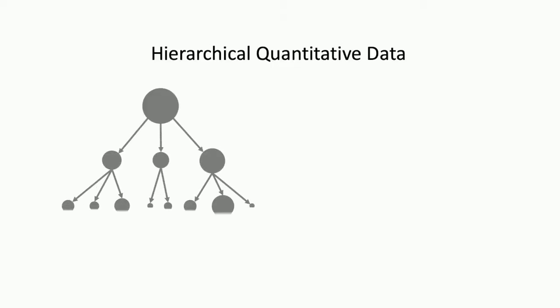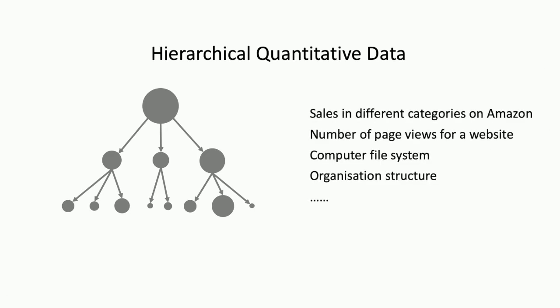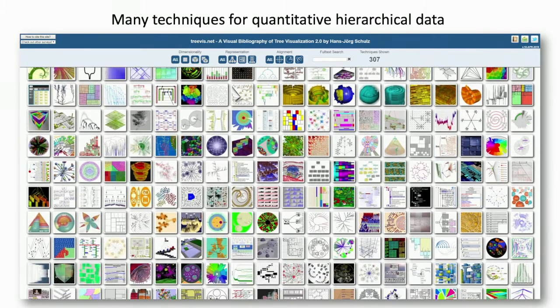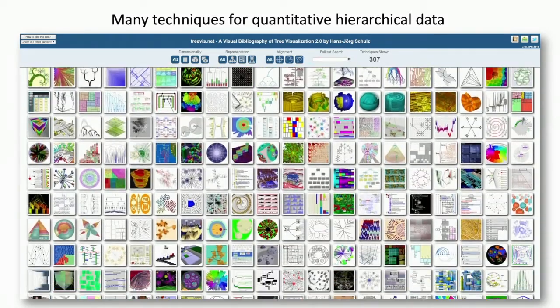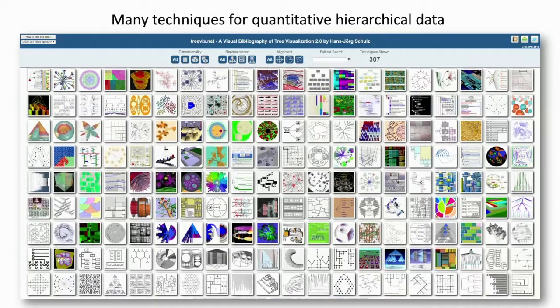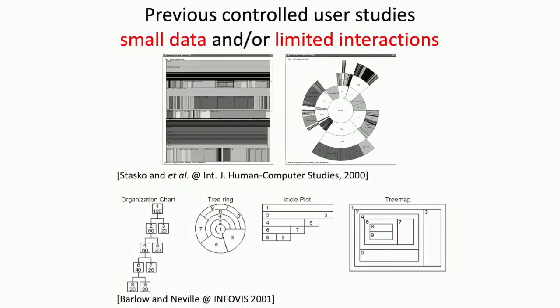So we are looking at hierarchical data. There are many such data around the world. For example, sales in different categories on Amazon, number of page views for a website, or computer file system organization structures. Visualization is an important way to understand such data, and many visualization techniques can be developed for this.